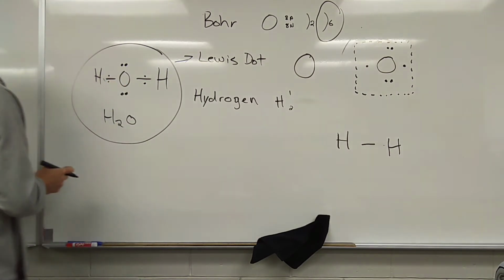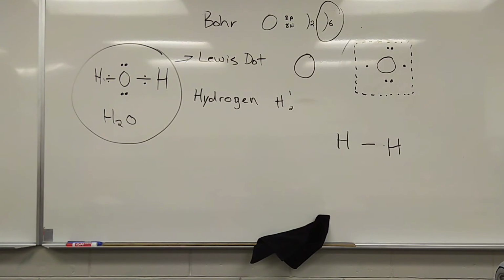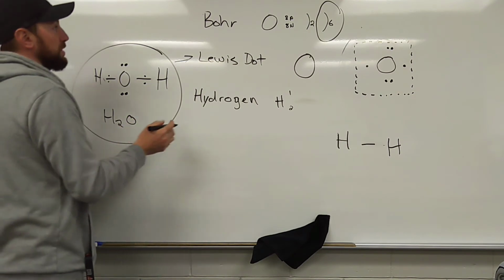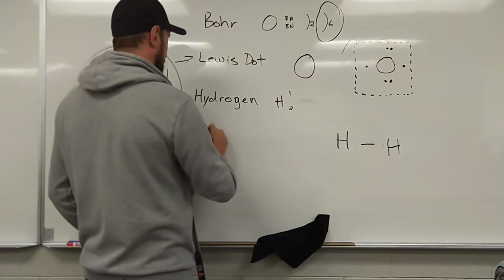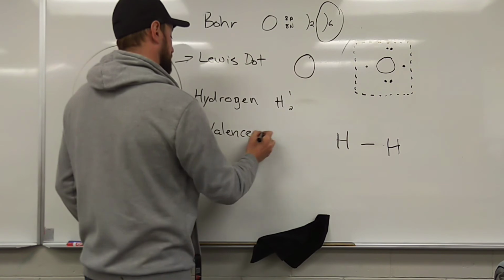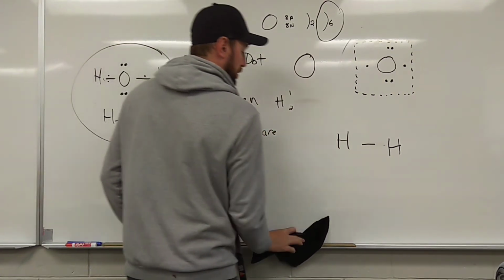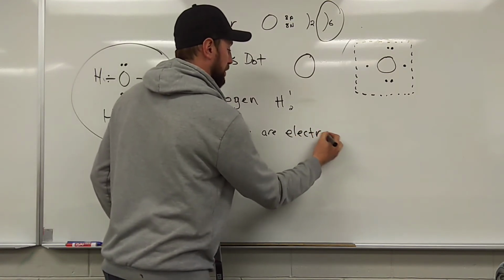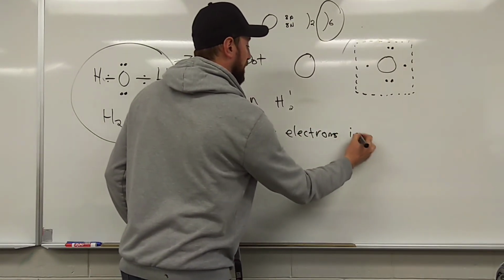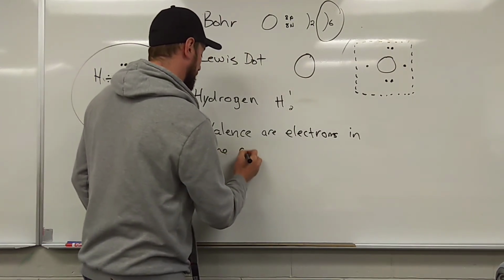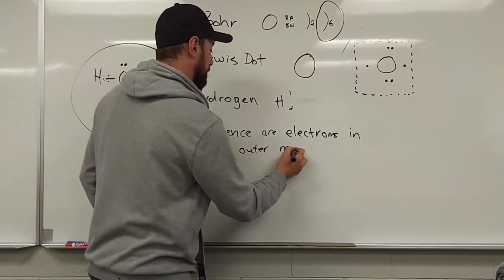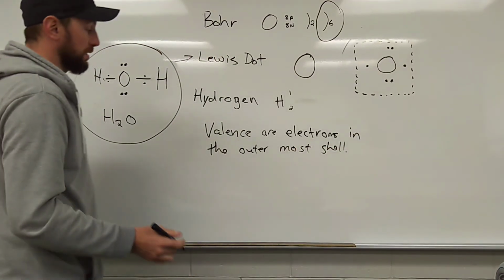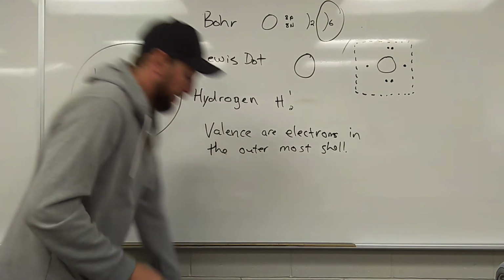So that's Lewis diagrams and valence electrons. Remember, valence electrons are electrons in the outermost shell. And if you're having trouble with this, let's try this up here.